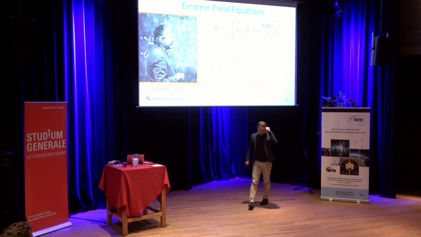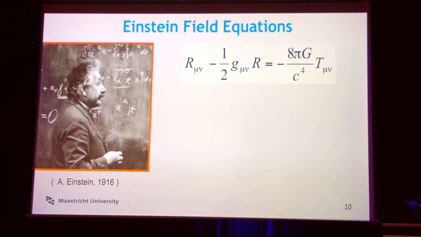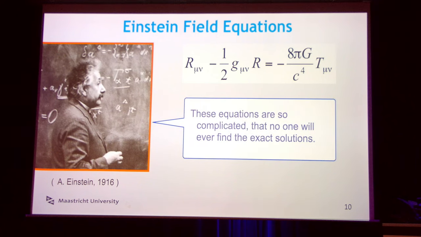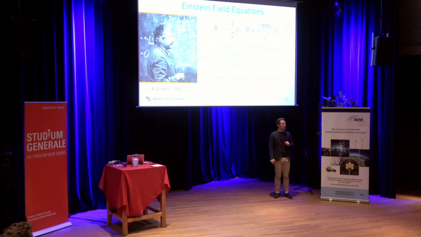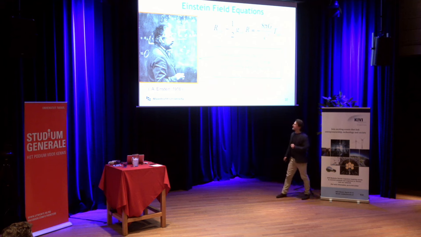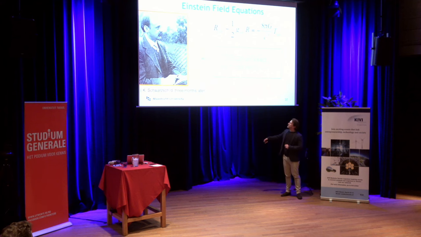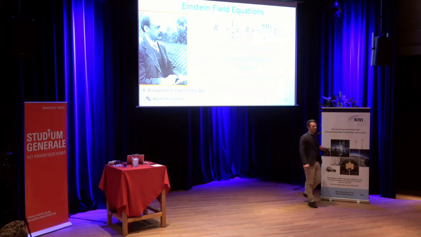So this is the Einstein field equation. And when Einstein wrote this down, 1916, he said, this is such a complicated equation. Nobody is ever, ever, ever going to find a solution to it, only by approximation, maybe. The formula is just too difficult. This was 1916, January. There you go. This is 3 months later. The first solution was found.